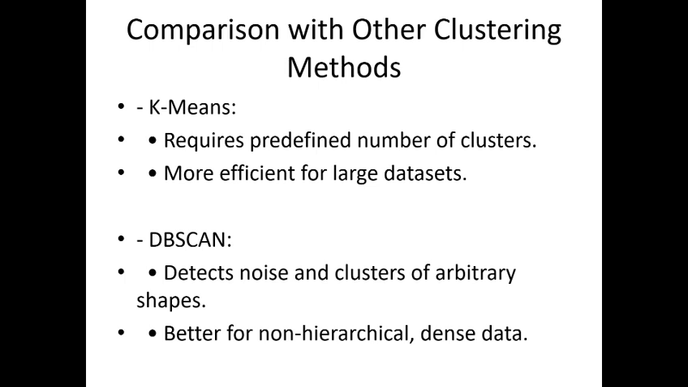Comparison with other clustering methods. First one is k-means. Compared to k-means, hierarchical clustering doesn't need the number of clusters beforehand but is slower. Compared to DBSCAN, it doesn't handle noise as well or detect arbitrary shapes as effectively. The method you choose depends on your data and goals.